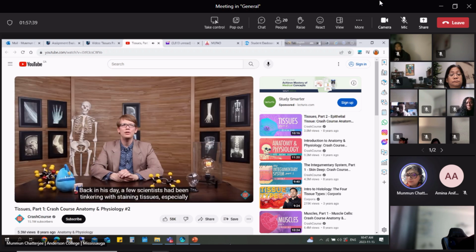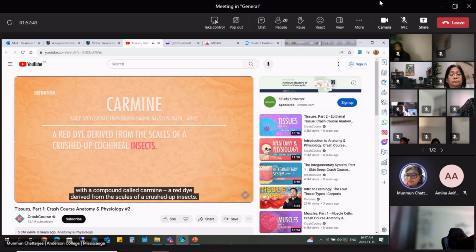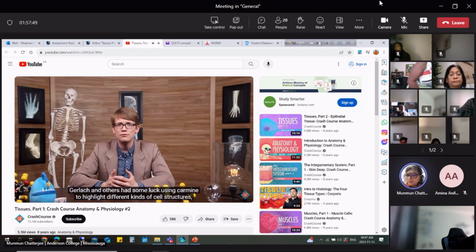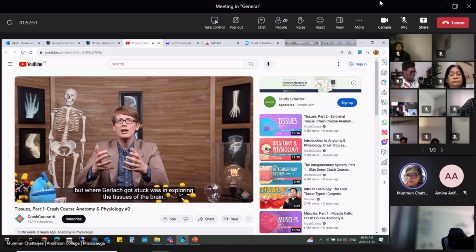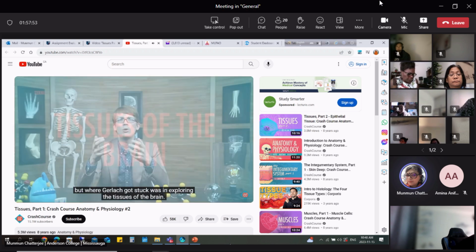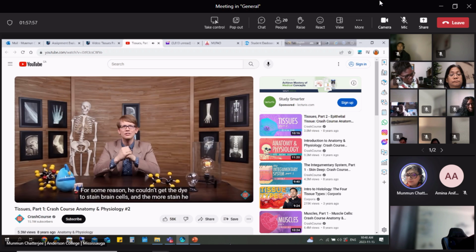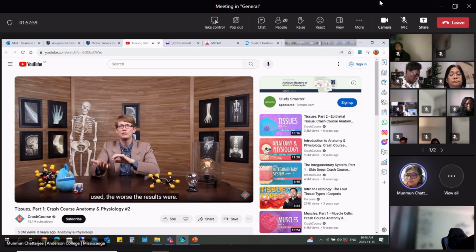Back in his day, a few scientists had been tinkering with staining tissues, especially with a compound called carmine, a red dye derived from the scales of crushed up insects. Gerlach and others had some luck using carmine to highlight different kinds of cell structures, but where Gerlach got stuck was in exploring the tissues of the brain. For some reason, he couldn't get the dye to stain brain cells, and the more stain he used, the worse the results were.